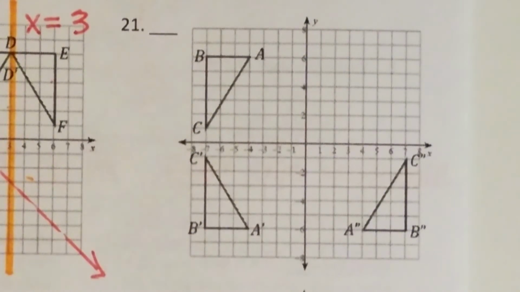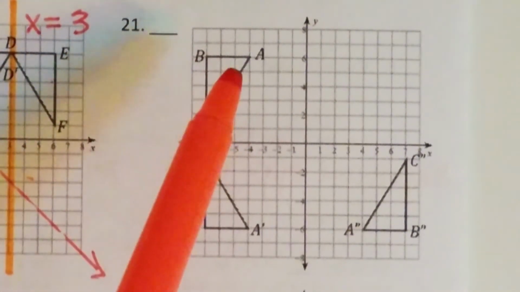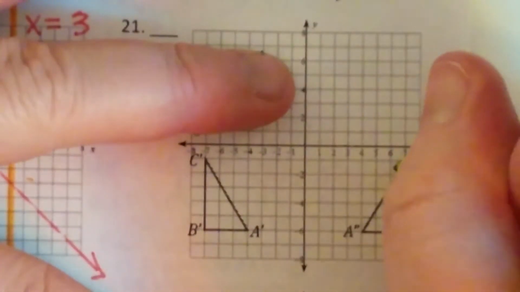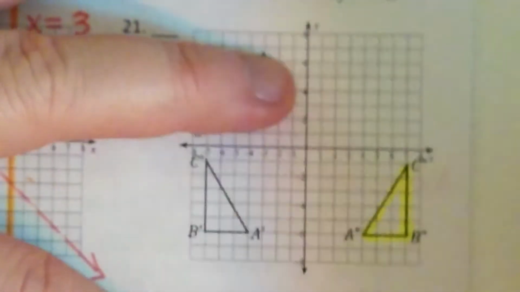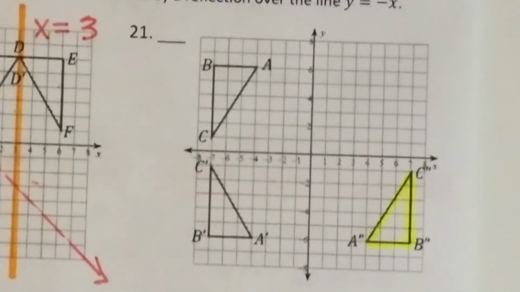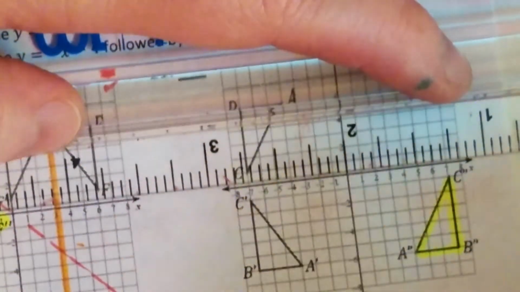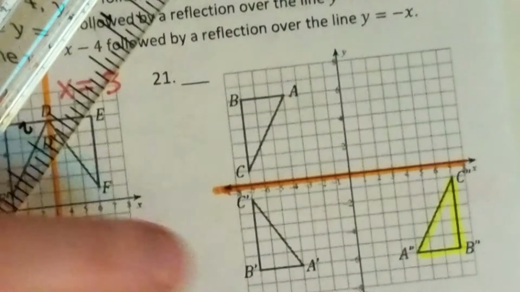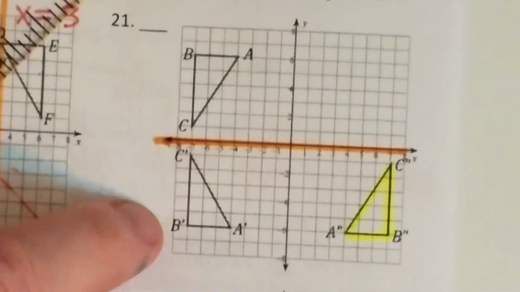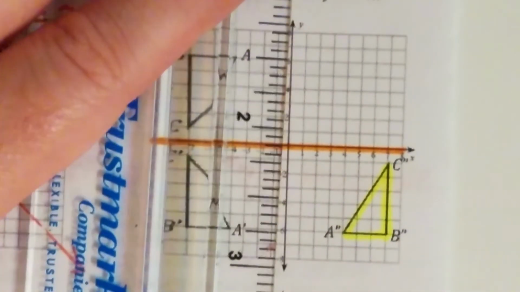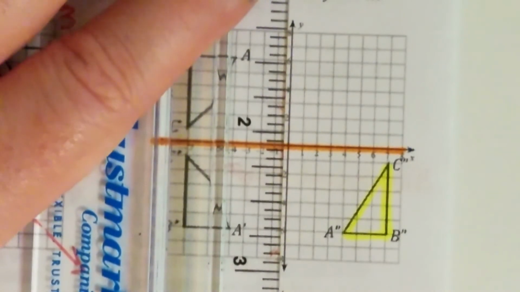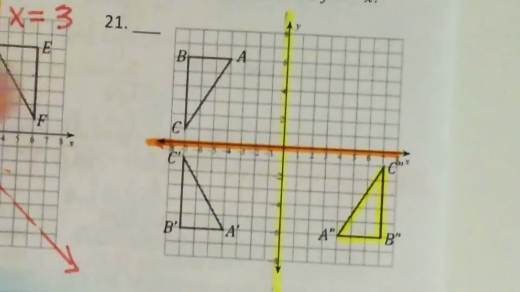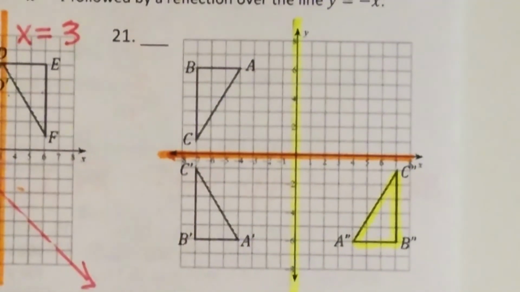And if you look carefully, you can see that we started here, then we went here, and our final image is this guy over here, which I'm going to color code in yellow. So before we got to there, it looks like we flipped it over the x-axis. And then once we got this figure, we reflected it over the y-axis, and that would give us this figure over here, okay?